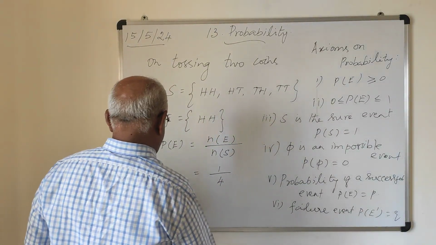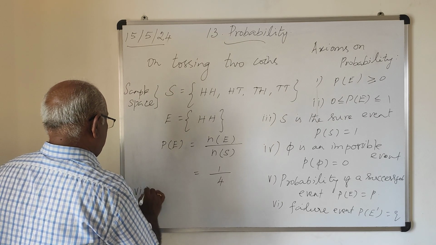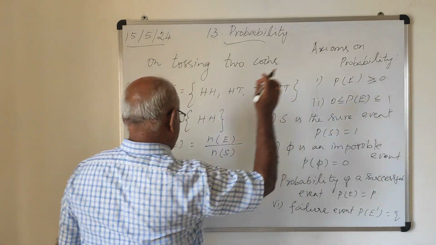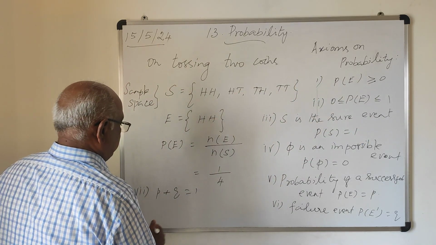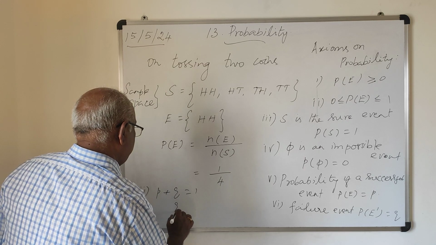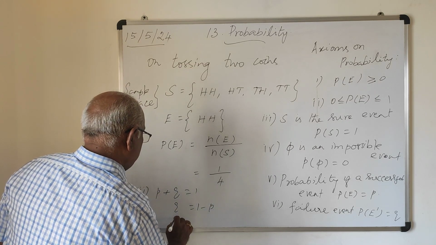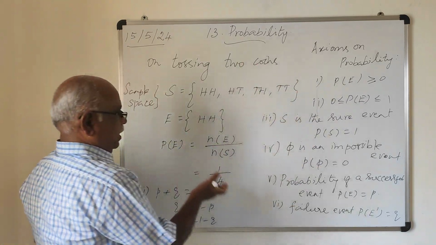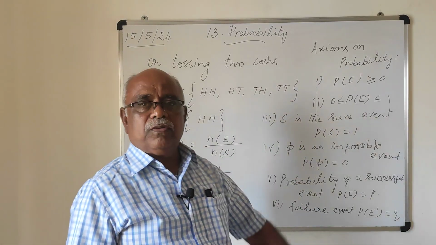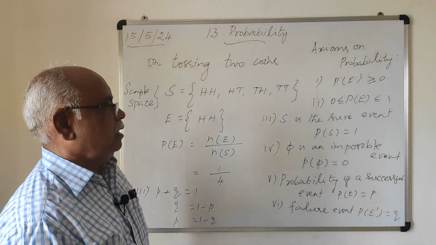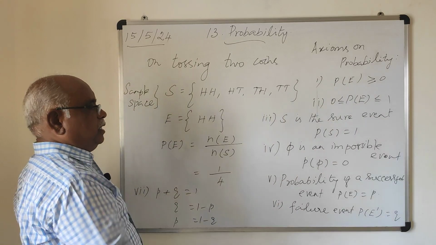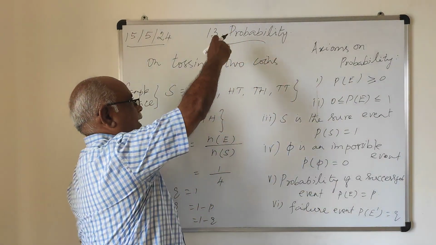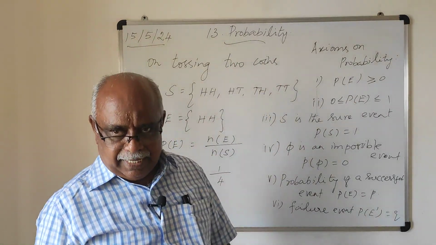So the sum of the success event and the failure event gives you the total sample space, 1. P plus Q equals 1. From this we get Q equals 1 minus P, or P equals 1 minus Q. These are the axioms of probability. These are the things you have already studied in your 11th standard. Keeping all these things in mind, in this 12th standard we are going to continue the topic of probability.